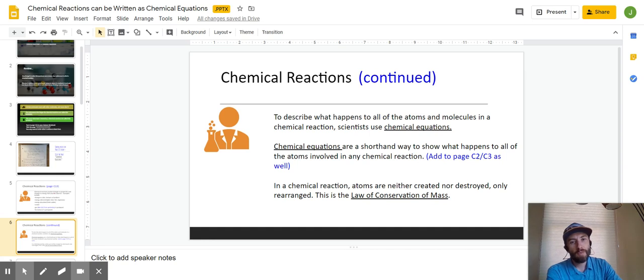And as scientists, to describe what happens to all of the atoms and molecules in a chemical reaction, we use chemical equations. And because it's important to write them correctly, we're going to spend today's lesson learning what the symbols in a chemical equation mean. Chemical equations are a shorthand way to show what happens to all of the atoms involved in any chemical reaction. You're going to add this new definition to page C2 and C3 in your words of chemistry as well. And lastly, in a chemical reaction, atoms are neither created nor destroyed, only rearranged, and this is the law of conservation of mass.